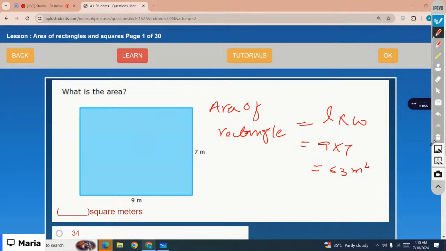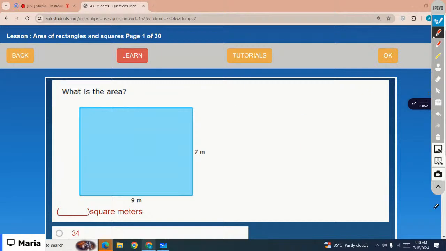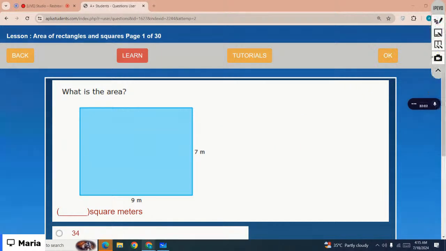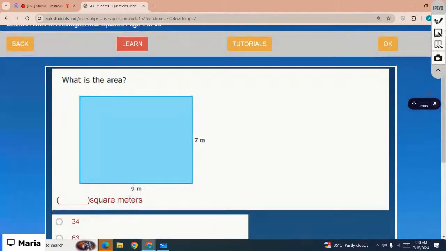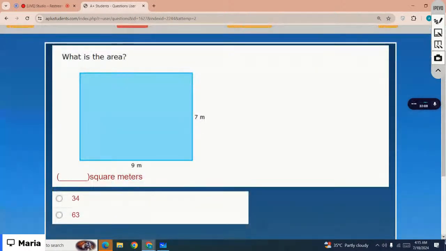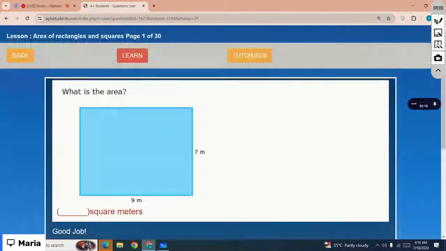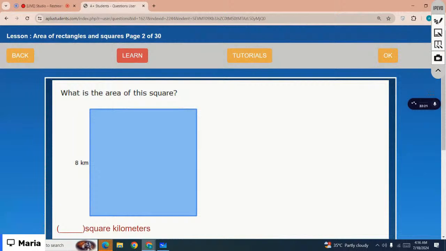Yes, the correct option is the second one, that is 63 square meter. Got it? Okay, the next one is, what is the area of the square? So which is the correct option?